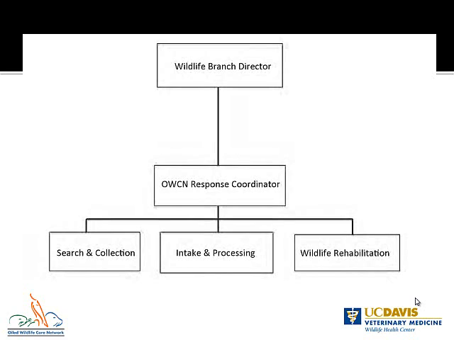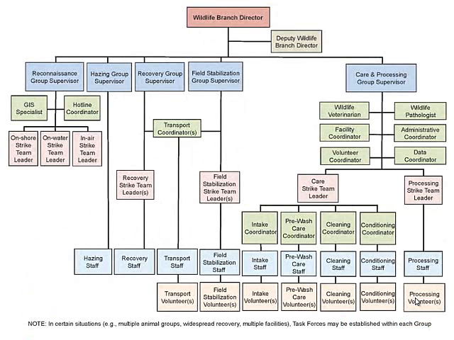They had the Wildlife Branch Director, the OWCN Response Coordinator, and then Search and Collection, which basically now we call Wildlife Recovery, Intake and Processing, and Wildlife Rehabilitation. Today, these two are combined into what we call Care and Processing. So, this is what it looks like now. It's a little bit more complicated.